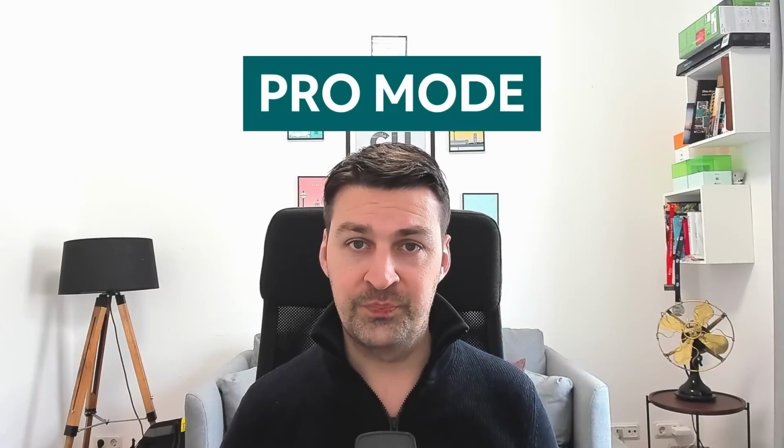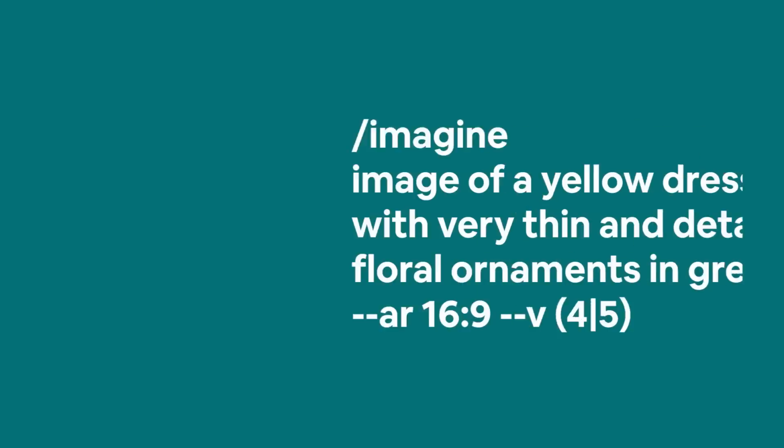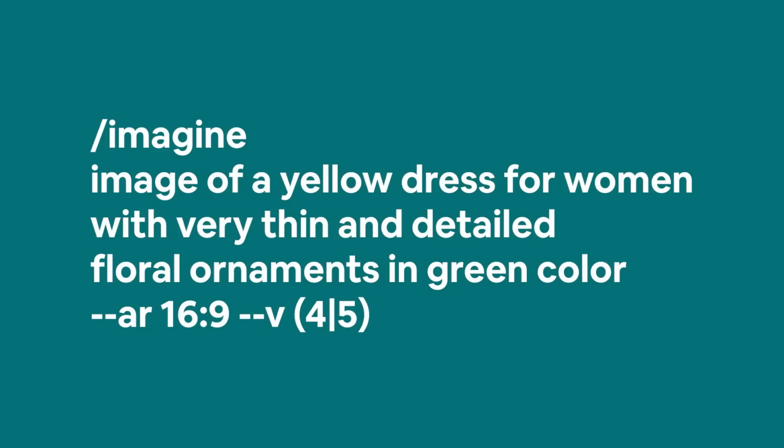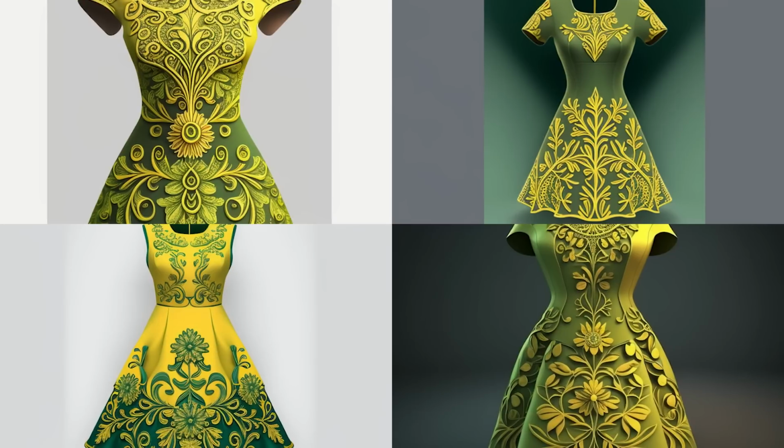One of the most obvious changes in version 5 is the level of realism. The Midjourney team calls this unopinionated, which basically just means that version 5 is less artistic straight out of the box. The current alpha of Midjourney version 5 is essentially still in a pro mode. This basically means that prompting may be a little bit more difficult in version 5, and achieving the same results may or may not require slightly longer prompts. To give you an idea of what this looks like, let's have a look at the following prompt. Imagine image of a yellow dress for woman with very thin and detailed floral ornaments in green color. So here's what you get in version 4.